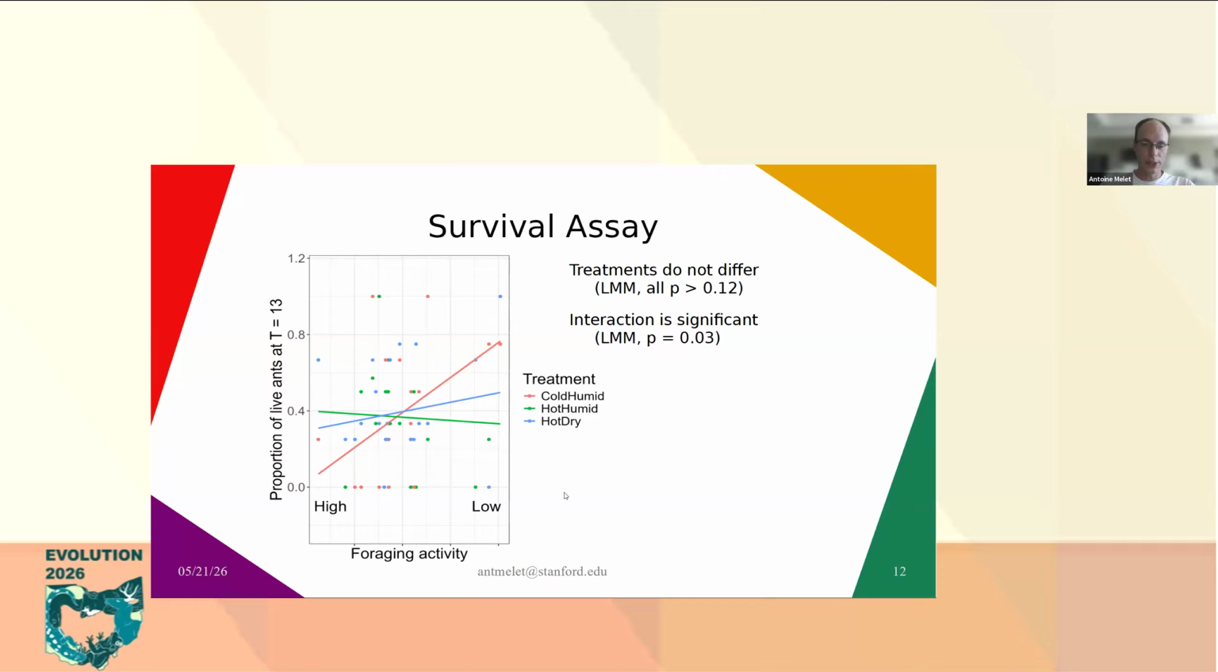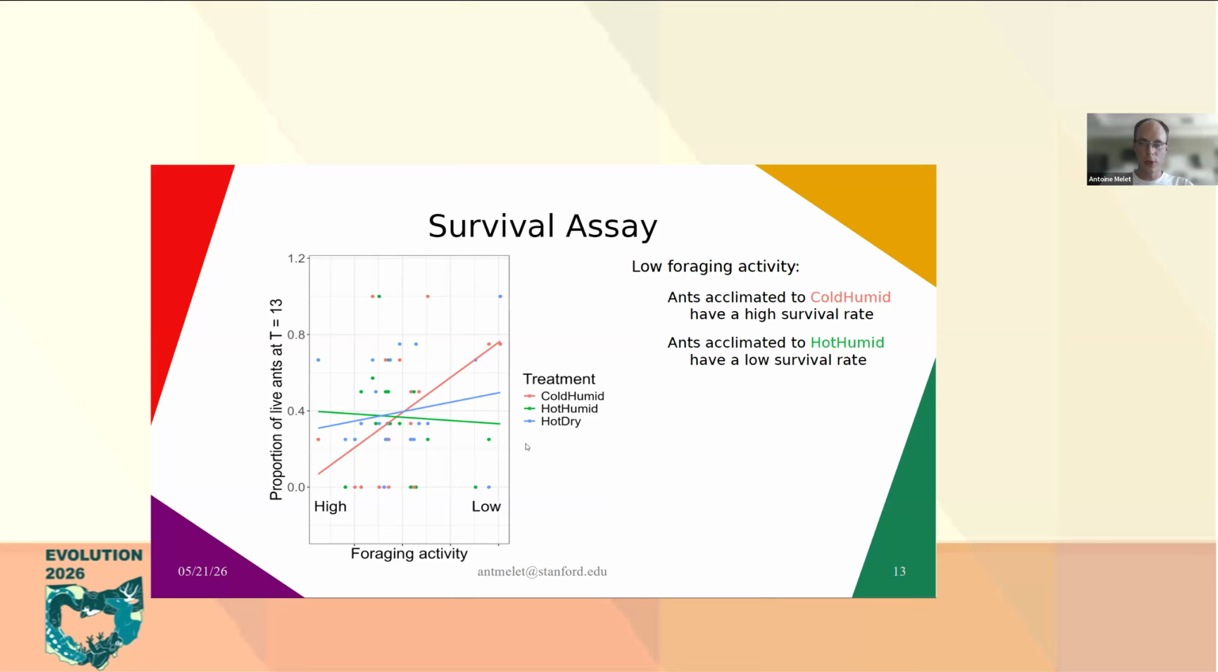So different colonies with different foraging activity do not respond similarly to the acclimation treatments. Specifically, ants from colonies that reduce their foraging activity, ones acclimated to the cold and humid conditions, have the highest survival rate. The ones acclimated to hot and humid conditions have a lower survival rate. For ants from colonies that maintain a high foraging activity on dry days, the trend is reversed. The ants acclimated to hot and humid conditions had a high survival rate, and the ones acclimated to cold and humid conditions had the lowest survival rate.